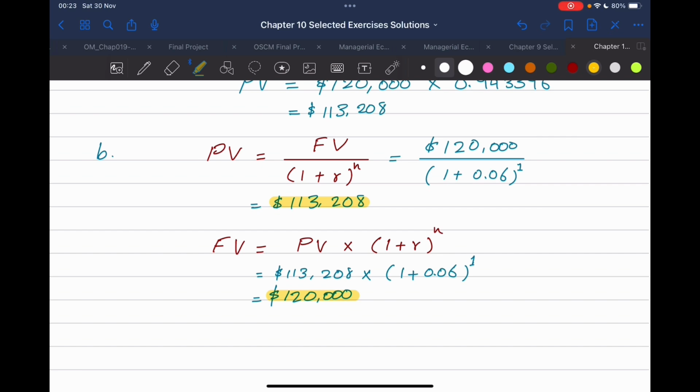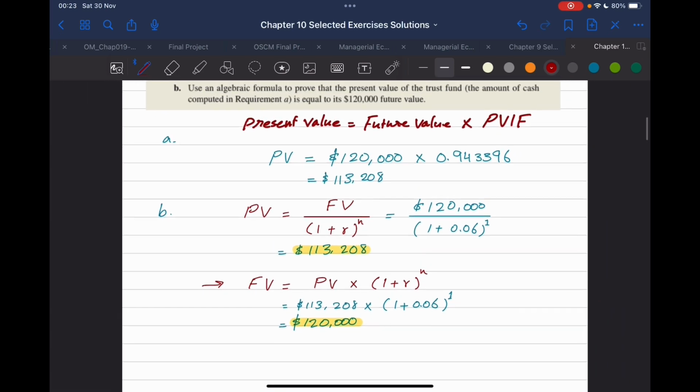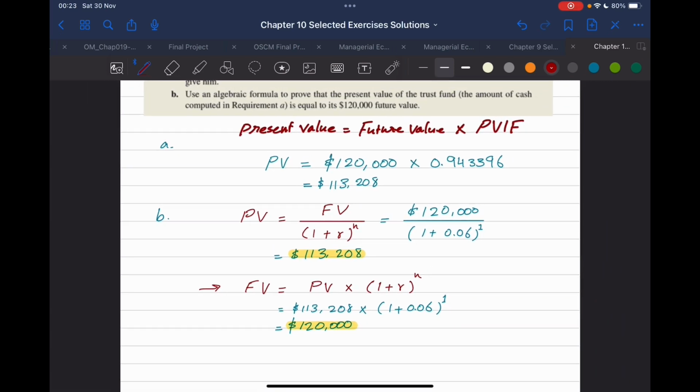So using this formula right here, we can prove that if the 113,208 were to be invested for 1 year at a rate of return of 6%, it's going to achieve exactly the future value that is given to us, which is the value of the trust fund that should be received in 1 year from today. Okay? So this is simply our answer.